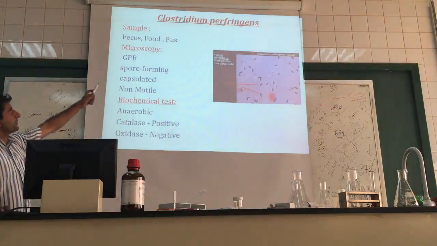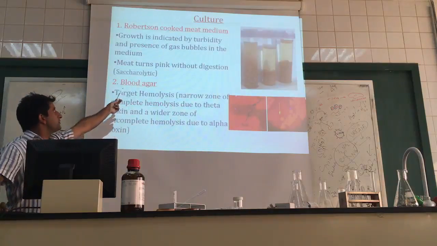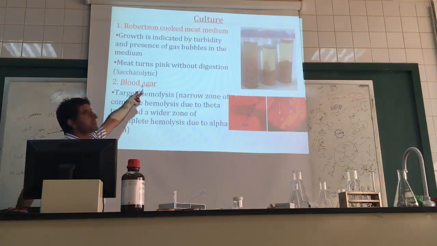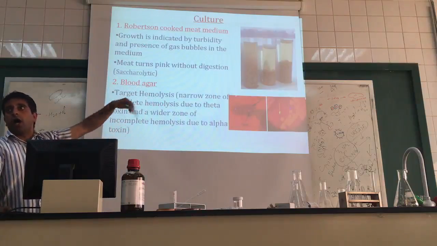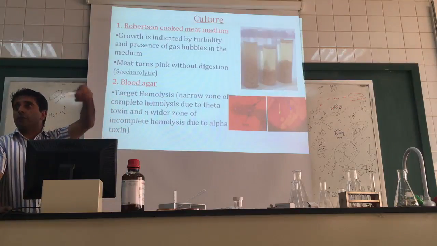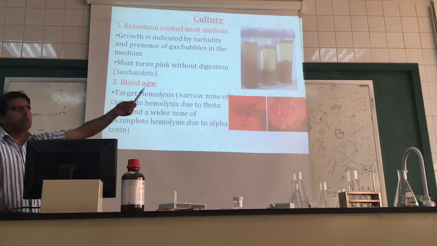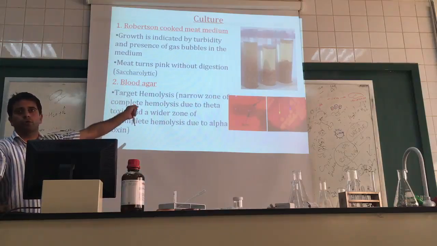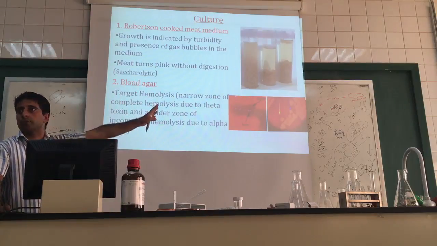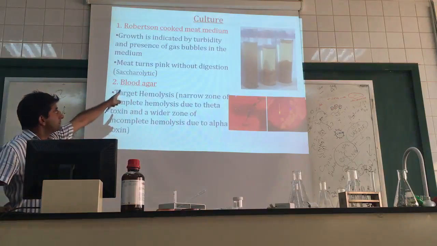So Clostridium perfringens on the Robertson's cooked meat gives pink colonies. Why? Because it is saccharolytic. Other species of Clostridium give a black color because of proteolytic activities. Saccharolytic means it breaks down only sugars. It is not showing proteolytic activity. Only sugar. Saccharolytic.